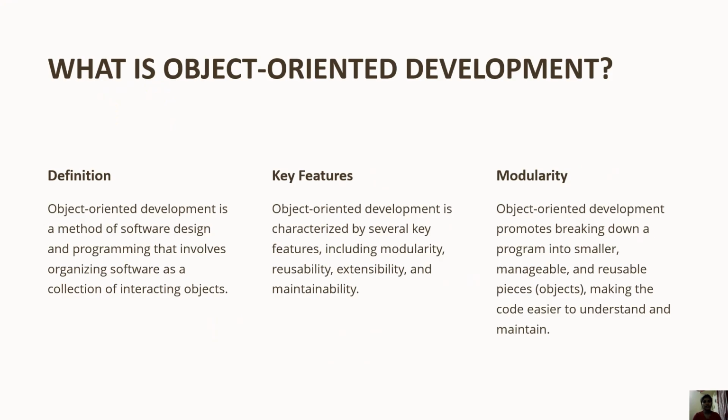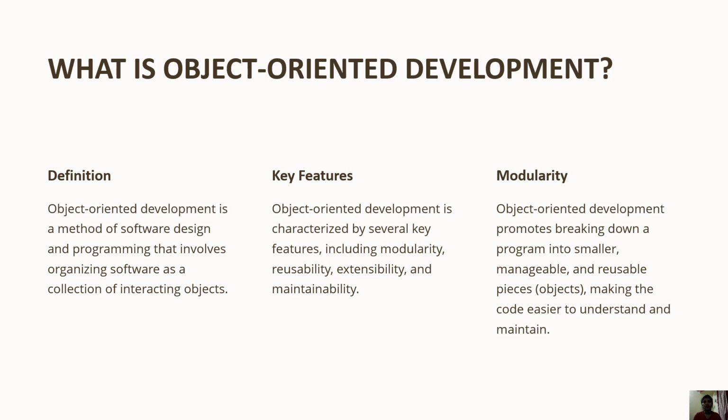Firstly, we'll see the definition, some key features and modularity. So what is object oriented development? We'll go through it. Object oriented development is a method of software design and programming that involves organizing software as a collection of interacting objects. Next is key features.